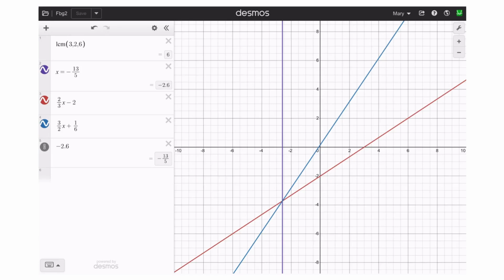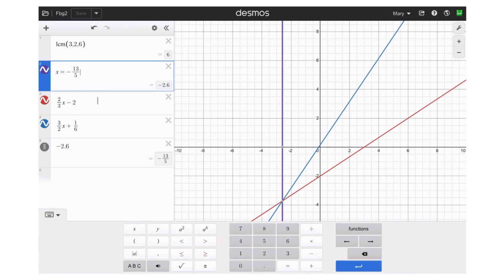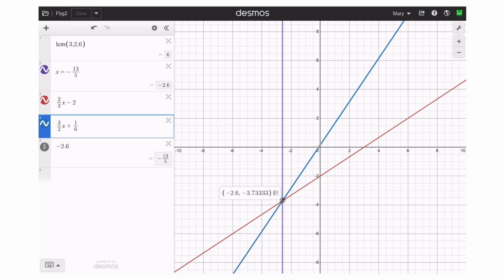So here I've written out in the equation bars in Desmos the solution we got for x. X equals negative 13/5. The left side of the equal sign, 2/3 x minus 2, gives me a line, this red one. The right side of the equation, 3/2 x plus 1/6, gives me another line because it does have a variable in it, the x. And at the intersection, we find the x coordinate, negative 2.6.